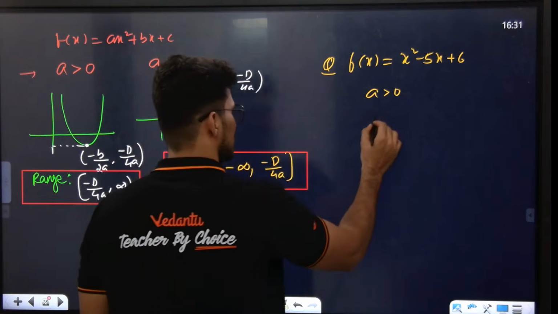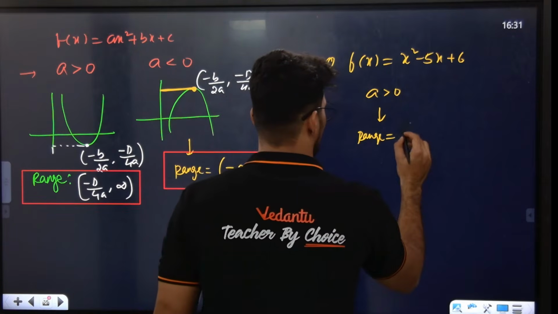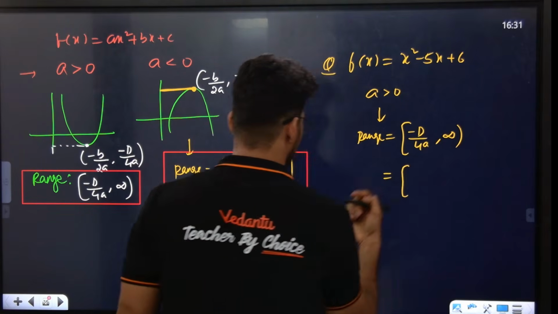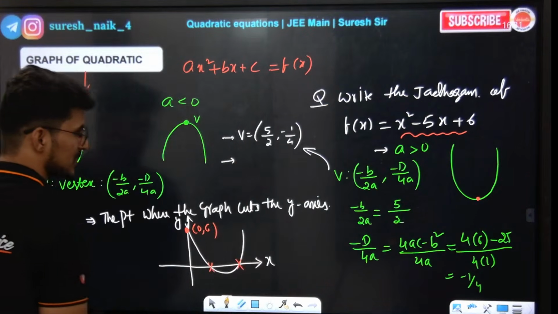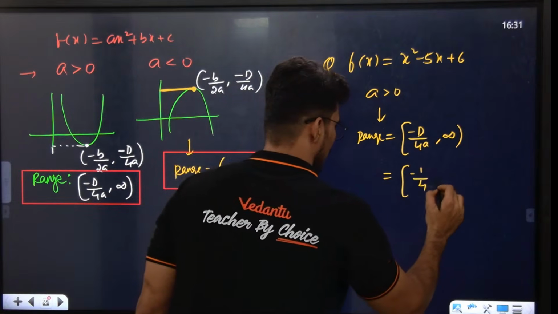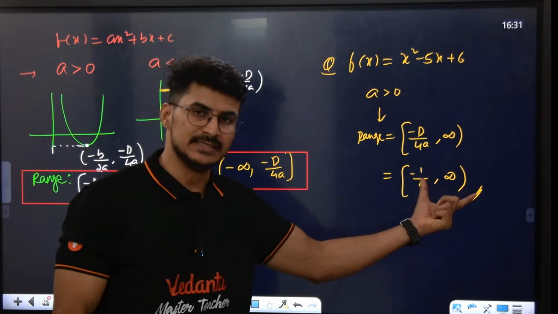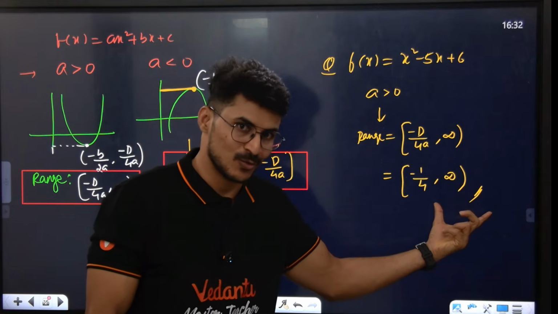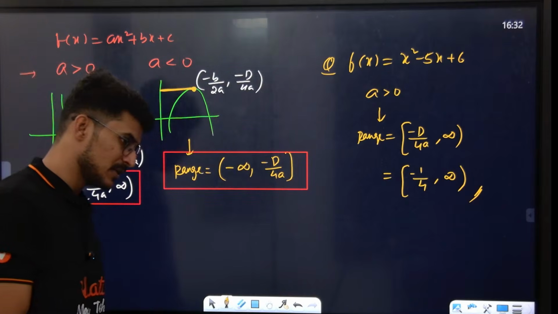The range is equal to minus d by 4a comma infinity. So the y-coordinate is minus d by 4a, which is minus 1 by 4. The range is minus 1 by 4 to infinity. This is how we find the range of a quadratic. Shall we go forward with the next concept?